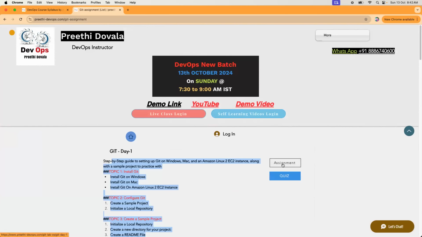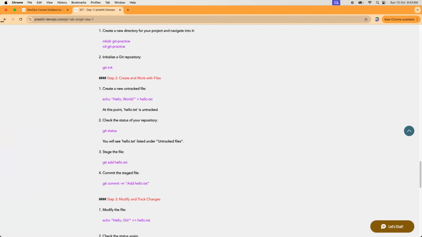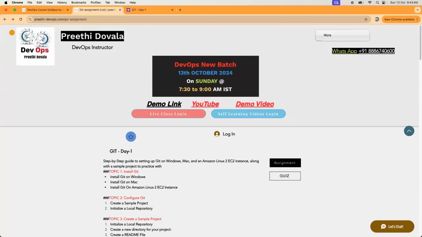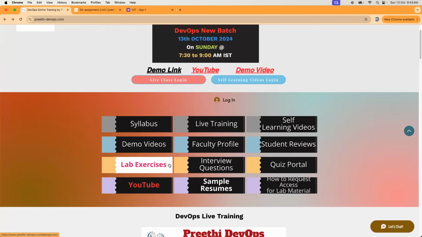And every day you will have assignments. Here are the assignments, right? And also a quiz portal, for you to recollect and register the topics. Every day a quiz will be available and you can take it n number of times and validate yourself. We will also be checking on the scores and helping you out on improving those scores. That's how you can evaluate yourself and go on.